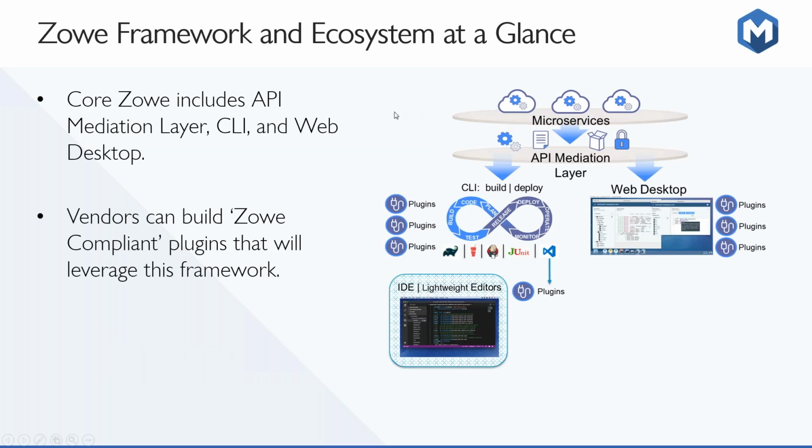Just providing a brief overview of the Zowe framework. So core Zowe consists of these main components: microservices, the API Mediation Layer, CLI, web desktop, as well as a VS Code extension. The idea is, as microservices become available on the mainframe and become numerous, there's many of them, you'll need a means of managing them effectively, which is where the API Mediation Layer comes into play. And then you will have clients who make use of this functionality, such as a command line interface, which is useful for scripting purposes, as well as a graphical user interface in the form of this web desktop.